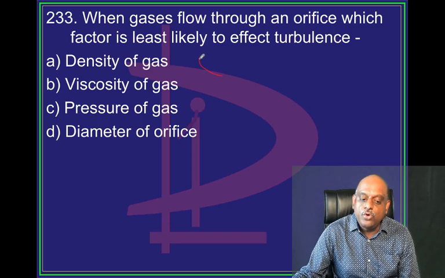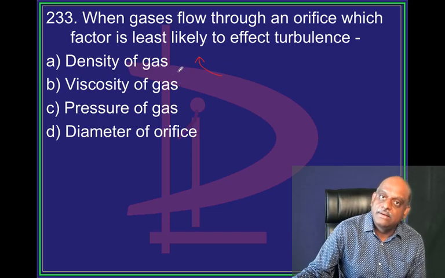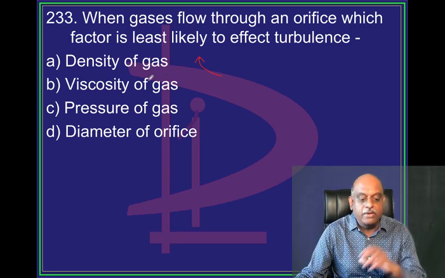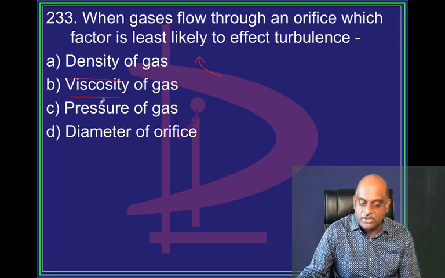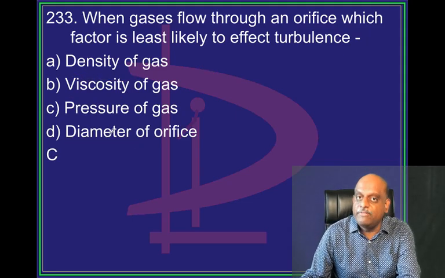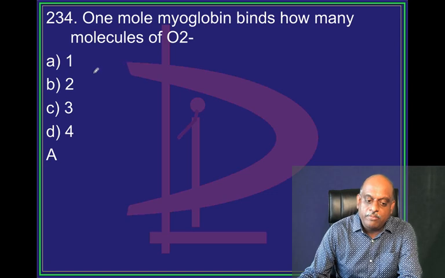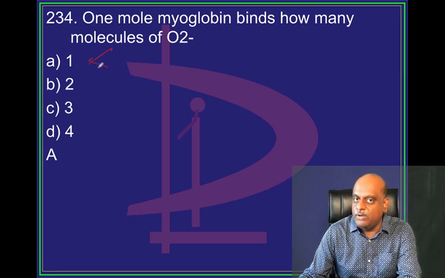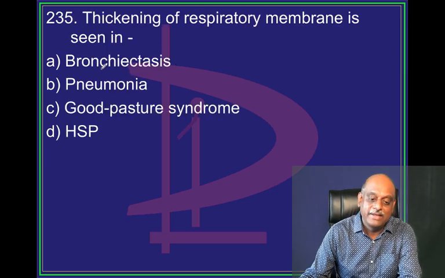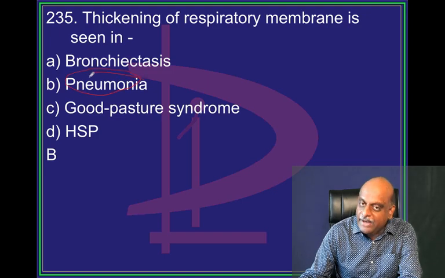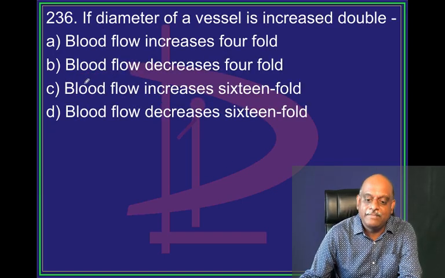When gases flow through an orifice, what affects the turbulence? Density, viscosity and diameter of the orifice. 1 mole of myoglobin binds with 1 molecule of oxygen, unlike hemoglobin. Thickening of the respiratory membrane is a feature seen in pneumonia.